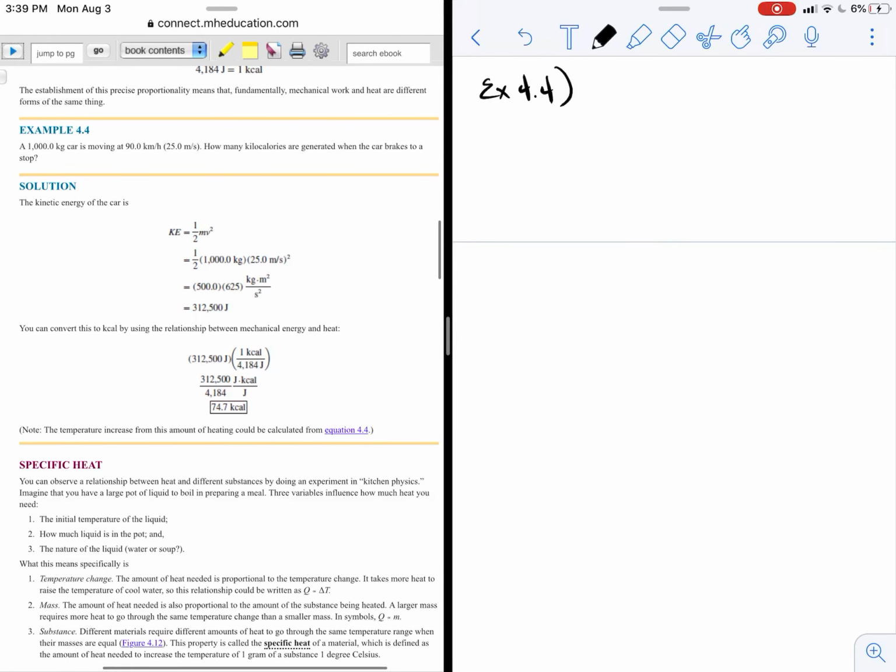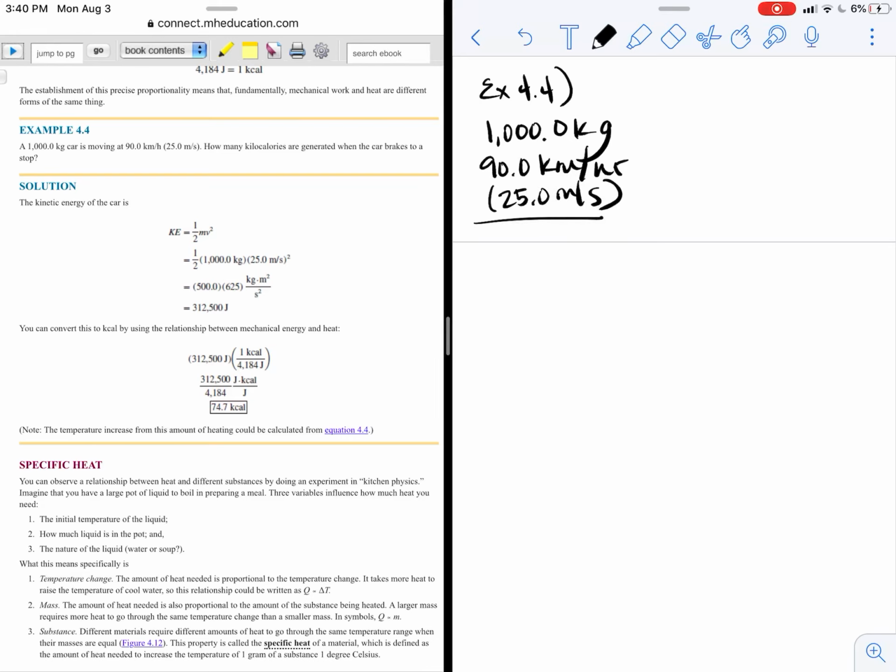So it says a 1,000 kilogram car. Actually, I should have written it like this, huh? Gotta get that extra zero on there. A 1,000 kilogram car is moving at 90 kilometers per hour. And then it tells you 25 meters per second. I might not have been that nice, okay? You might have to convert that. How many kilocalories are generated when the brake comes to a stop?